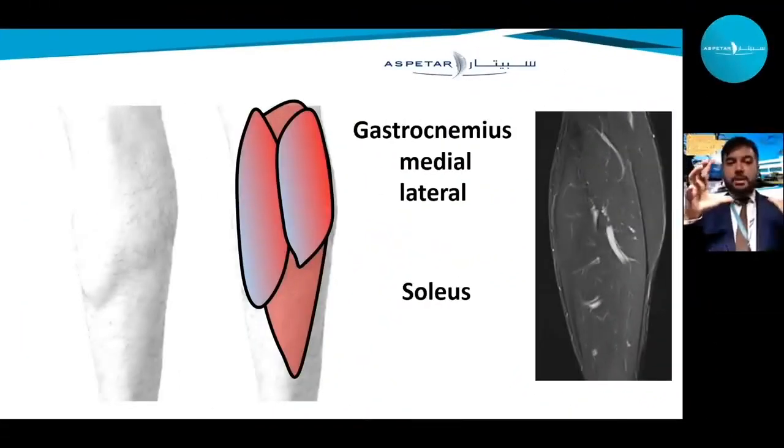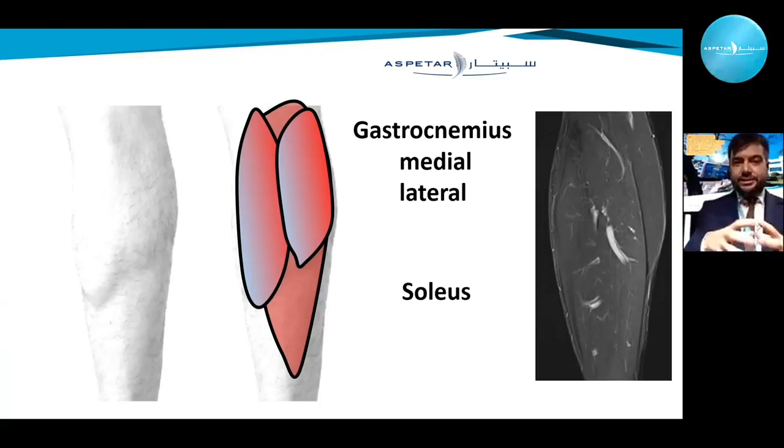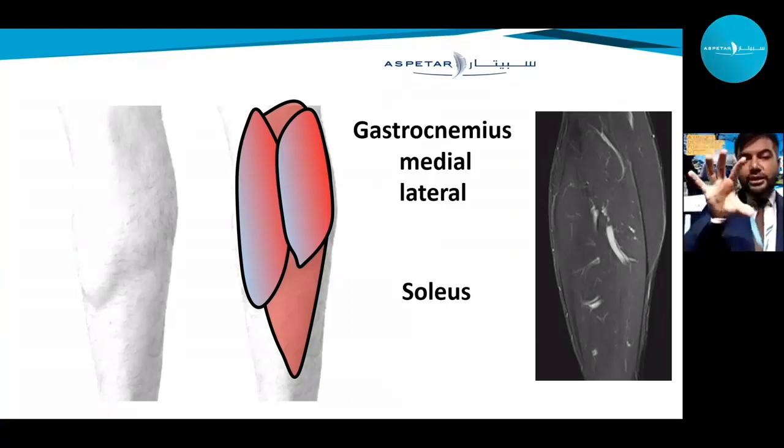In the calf, the muscles that normally strain are the muscles of the posterior calf. The muscles of the anterior calf normally never get injured. So we have the gastrocnemius, medial and lateral, and soleus.